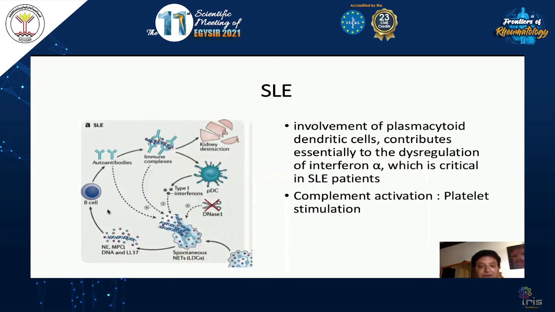And look at this figure. Here is the neutrophil, which secretes NETs, and this will cause autoantibody formation against myeloperoxidase, neutrophil elastase, and others, which can stimulate B cells to form more and more autoantibodies, immune complexes, kidney destruction, and also involvement of the plasmacytoid dendritic cells, contributing essentially to the dysregulation of interferon alpha, which is critical in lupus patients, and of course, complement activation with platelet stimulation.